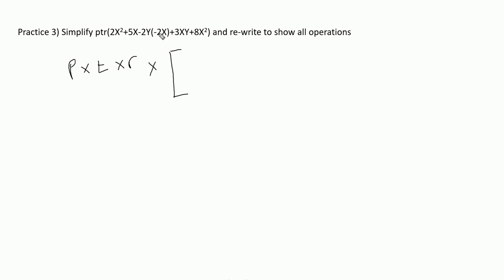So now I'm just going to deal with the signs first of all. So we have 2x squared plus 5x, and now we have a minus 2y multiplied by minus 2y, which is going to give me a positive 4yx, and then we have plus 3xy and plus 8x squared.